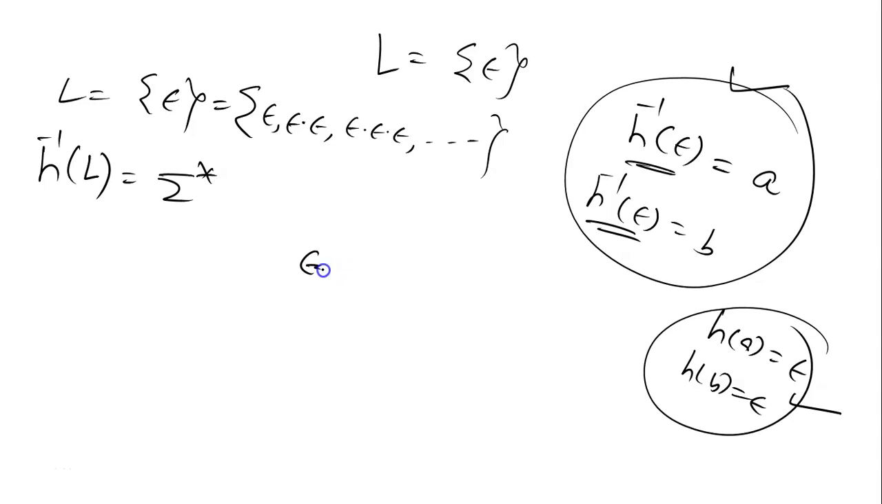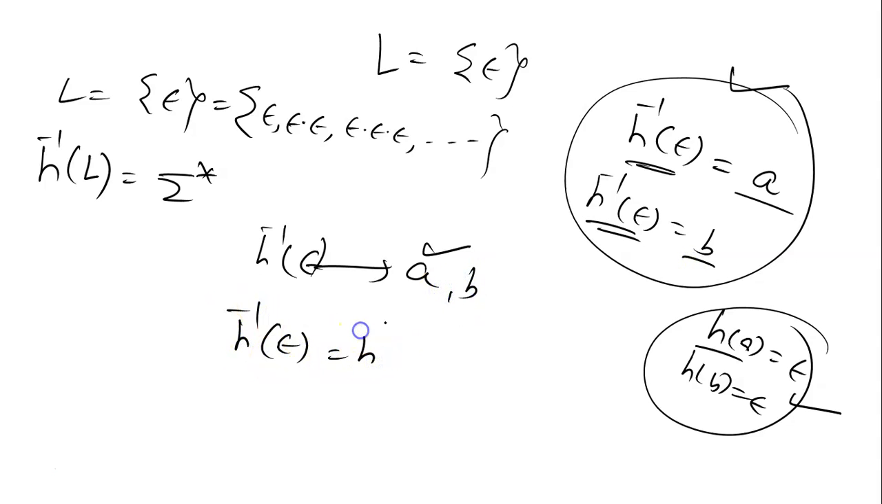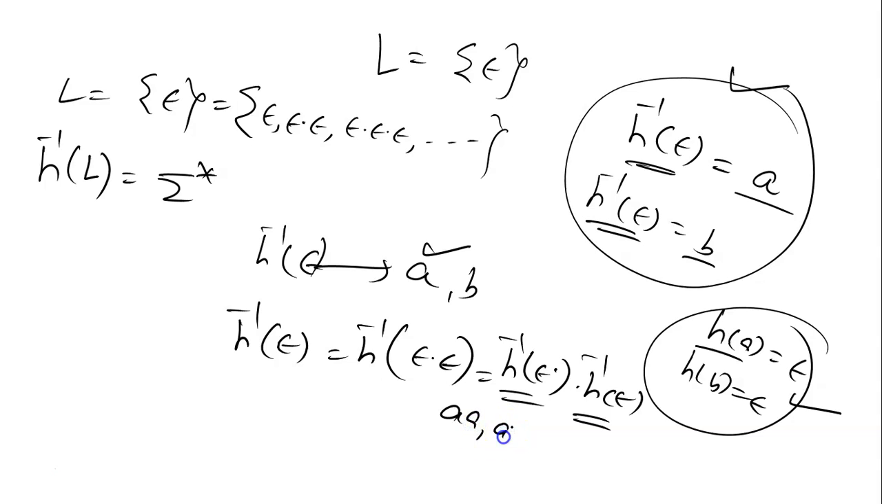Now from this epsilon, I can get h inverse of epsilon is a also, h inverse of epsilon is b also. And remember, h inverse of epsilon dot epsilon is h inverse of epsilon dot h inverse of epsilon. So I can make aa, ab, ba, bb. Similarly, I can make any 3-length string. Similarly, I can make any 4-length string, and so on.